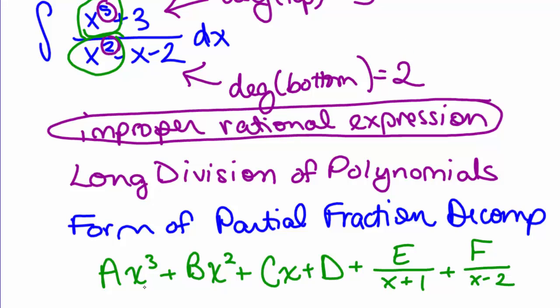So 5 minus 2 gives us 3, and that tells us we might get every term from x cubed on down when we do the long division. And then we add to that the terms we get if we actually do the partial fraction decomposition of the remaining fraction after the long division.